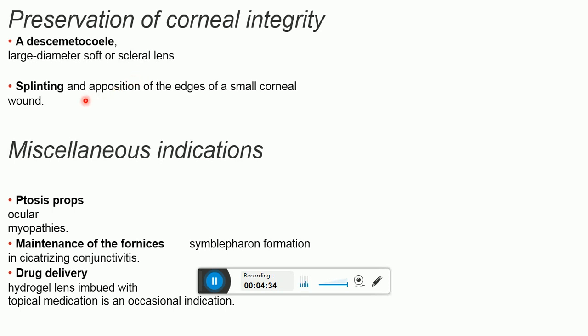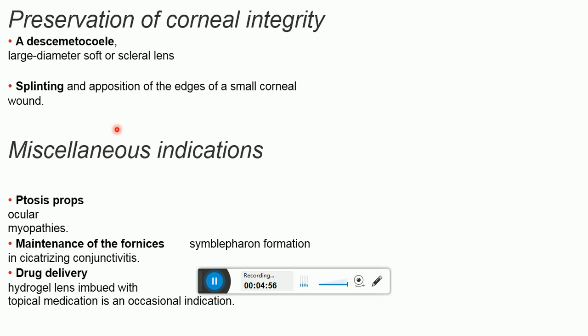Another use is for splinting and apposition of the edges of a small corneal wound. It can be achieved by means of a contact lens. Slightly larger perforations may be sealed with glue, followed by insertion of bandage contact lenses to both protect the glue and prevent irritation of the lids from the glue's irregular surface.